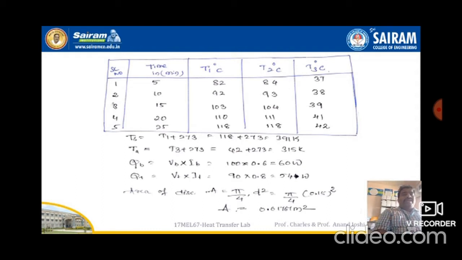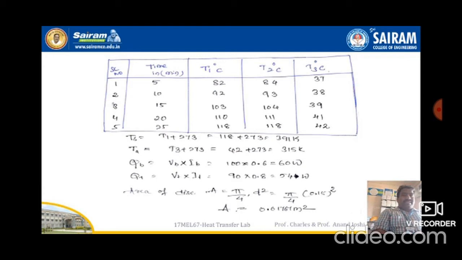Now we are going to calculate the heat input to the plate. That is QB. QB is equal to VB into IB. That is in terms of electrical energy, voltage and current, that is the heat input through the coil. So 100 into 0.6, that is 60 watts. For the test plate, the heat supply is VT into IT, that is 90 into 0.8, that is 54 watts. So now we are going to calculate the area of the disc.